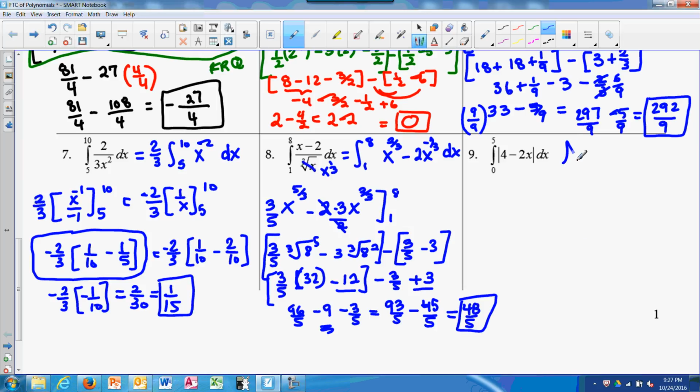And now, the absolute value ones. I do not want you to try to do these as piecewise equations, although they are piecewise equations. This is really a piecewise equation that's 4 minus 2x if x is less than or equal to 2, and the opposite of 4 minus 2x if x is greater than 2. But you're not going to do the problem this way. You're going to do this problem graphically.